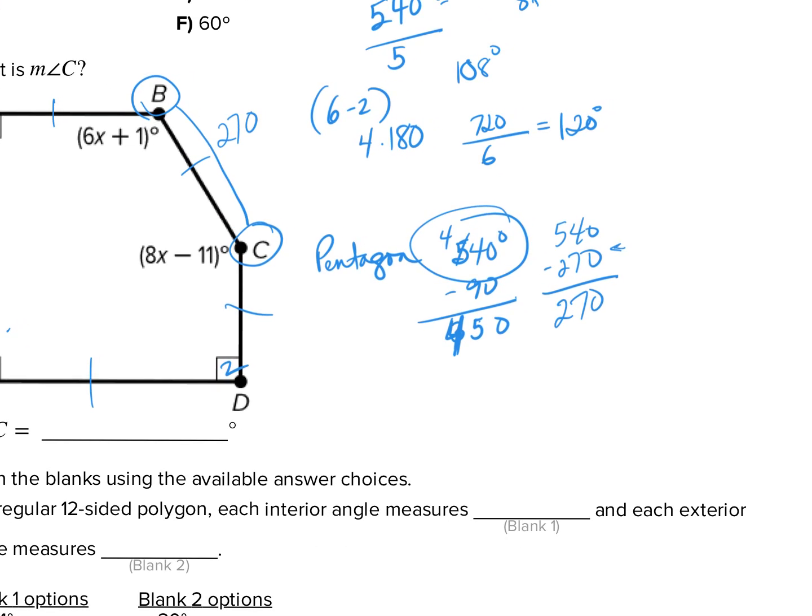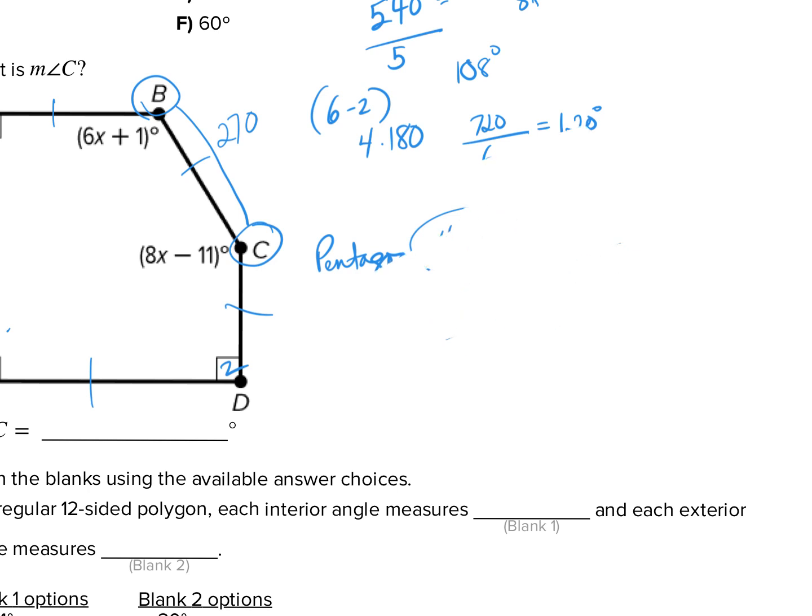So now I can solve for x. So I'm going to erase some of this over here. Give me some more room. Okay.